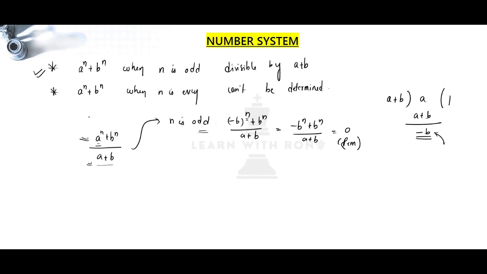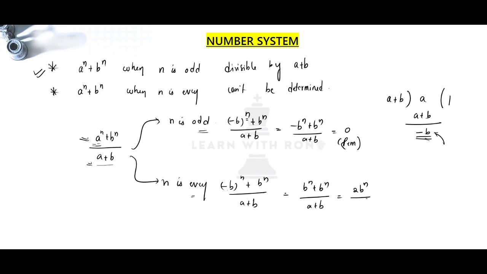Our first statement. Now let's check the next statement, when n is even. Same: in the place of a, I can write the remainder minus b, right? Minus b whole power of n plus b power of n divided by a plus b. See here, n is even, so minus becomes positive: b power of n plus b power of n divided by a plus b. I got 2b power of n by a plus b. So in this scenario, the remainder can't be determined. The very second statement.